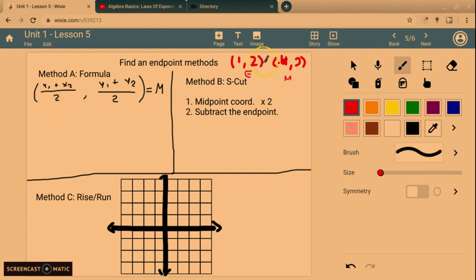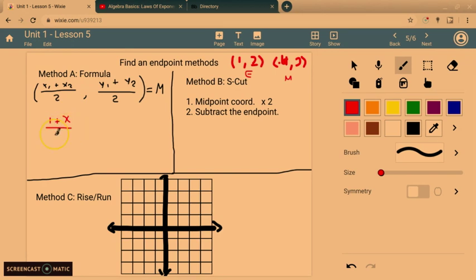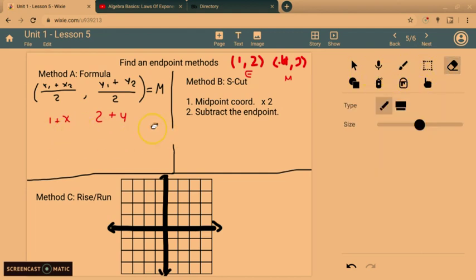So we know x1, that's just 1, plus x2. Well, that's not given. That's what we're trying to find. So we just put x, and then over 2. Then we do comma, and then y1, that is 2, plus, well, we don't know the other y, so we put y, and then over 2. And then we say equals m, which is just -4, 3, but I'm just going to put m for now. So if you're taking notes, just copy that down, because I have to erase it now because there's not that much space.